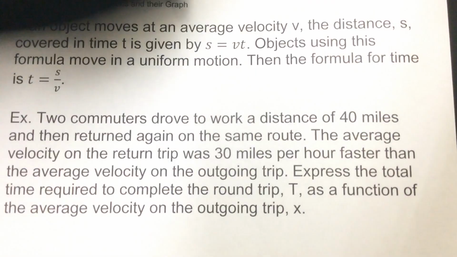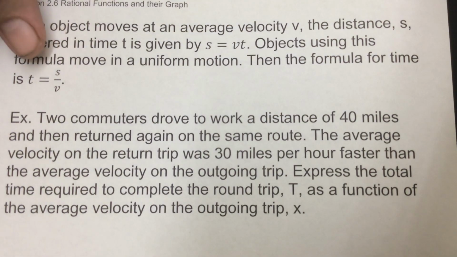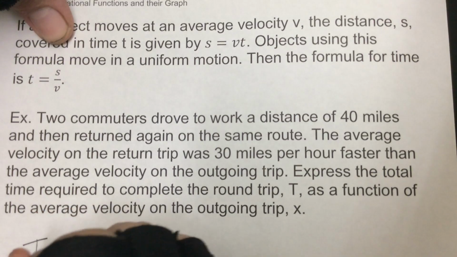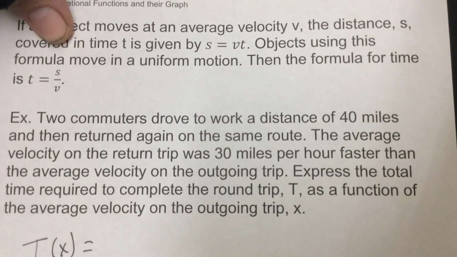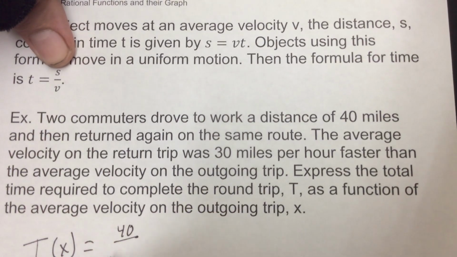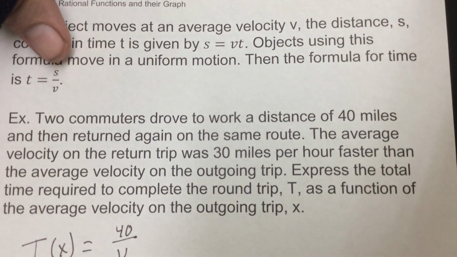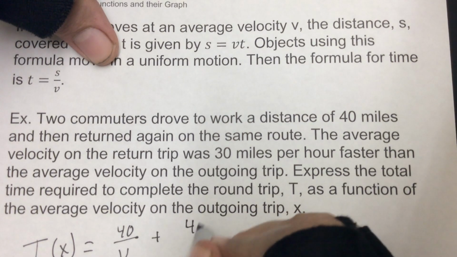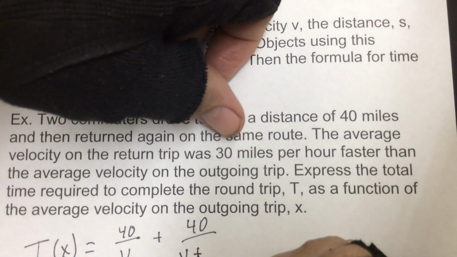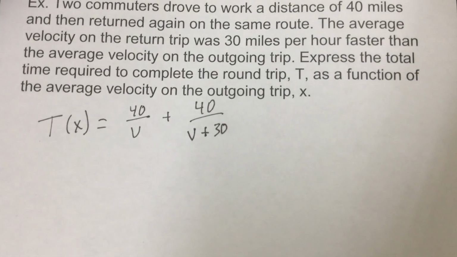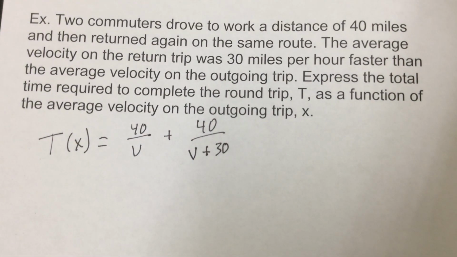So we're going to use time equals s over v, so position over velocity. So if we're dealing with time, t of x is going to be our function. So we want the total time for the round trip. So on the way there, we covered our 40 miles, and we went a certain speed. And then we're adding to it on the way home. We still went that 40 miles, but we went that speed plus 30 miles per hour faster. So plus 30 velocity faster. And that's going to be as far as we could take this. We're going to need more information from here.